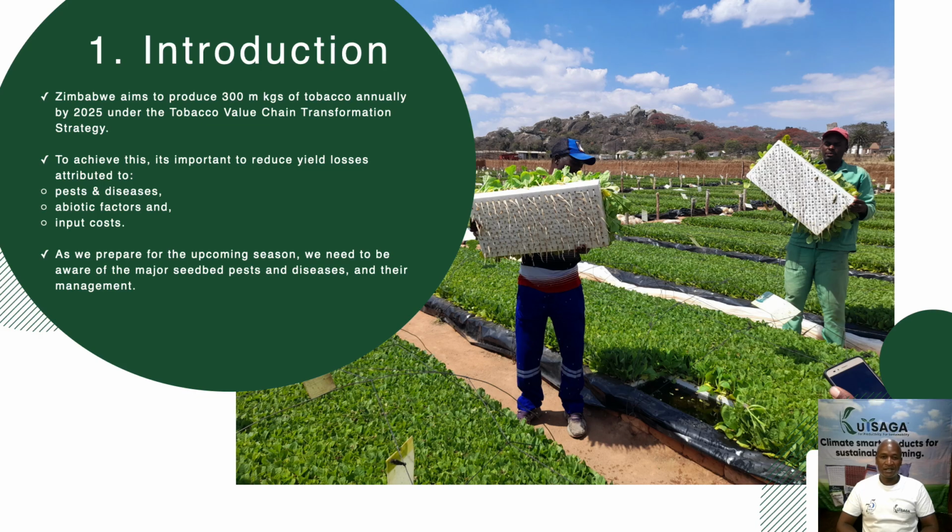To achieve this, it is important to reduce yield losses attributed to pests and diseases, abiotic factors, and input costs. As we prepare for the upcoming season, we need to be aware of the major seedbed pests and diseases that affect tobacco and how to manage them.